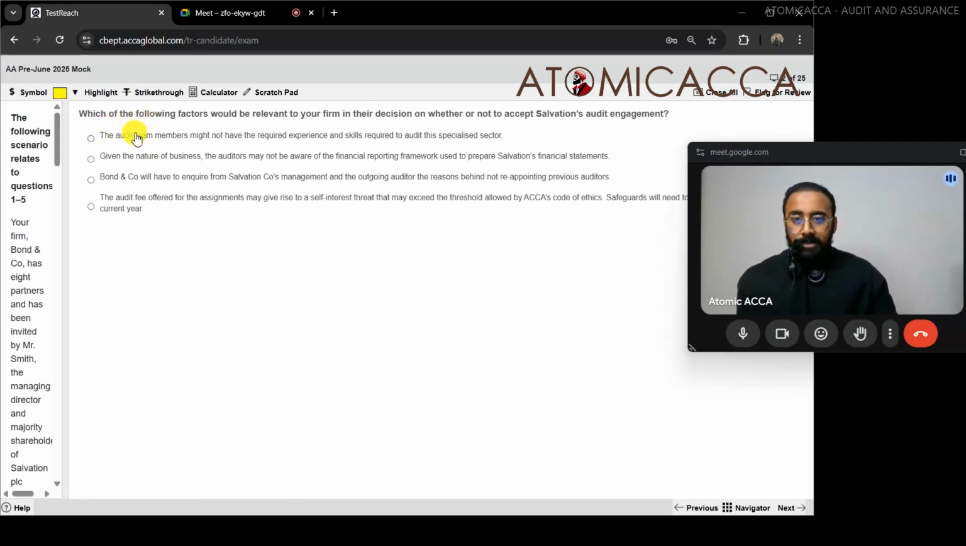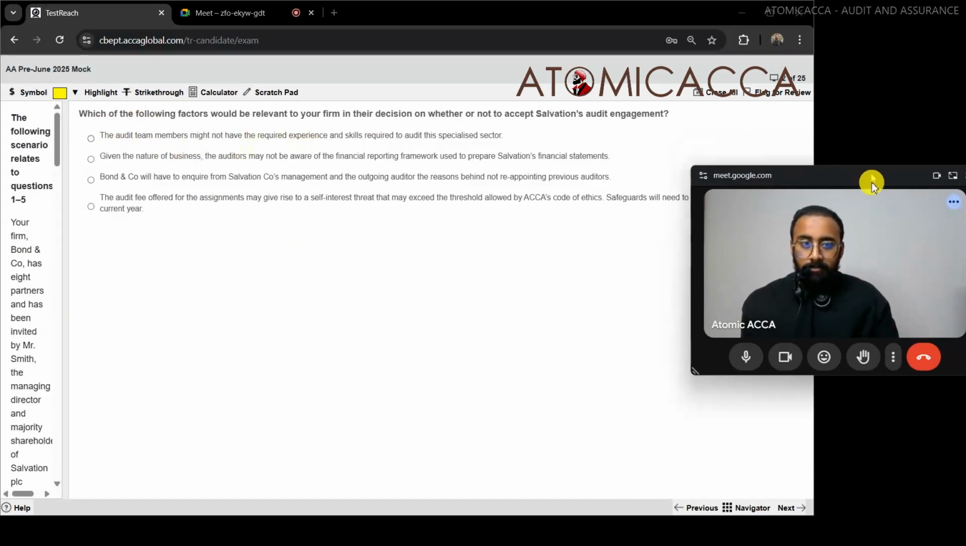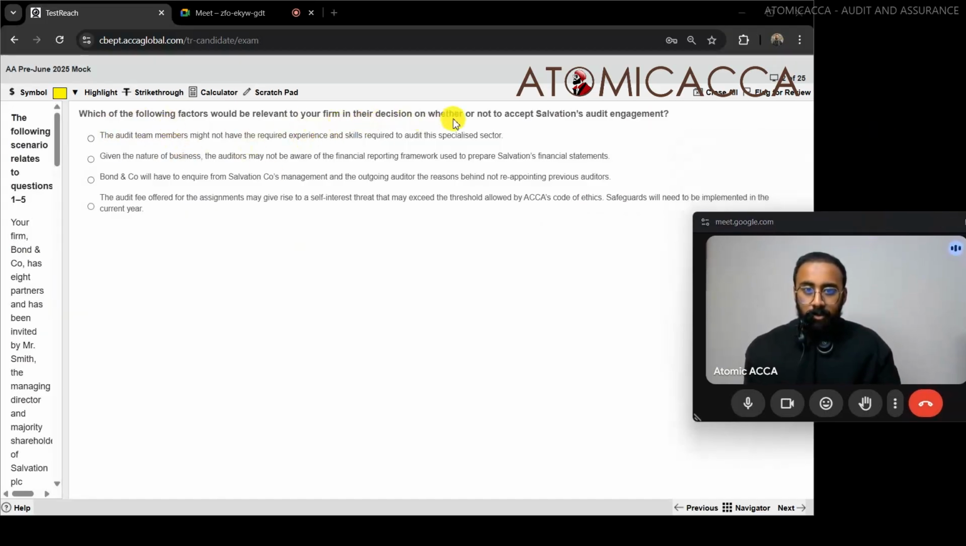Which of the following factors would be relevant to your firm in their decision on whether or not to accept Salvation's audit engagement? Which factors would be relevant to audit firm to whether or not to accept them? Okay. Audit team members might not have the required experience and skills required to audit this specialized sector. Though it is a specialized sector, you have a similar client who you have been auditing for a long number of years. So this is not a major problem. You have the competence in your audit firm. So option 1 is out. Not big of a problem.